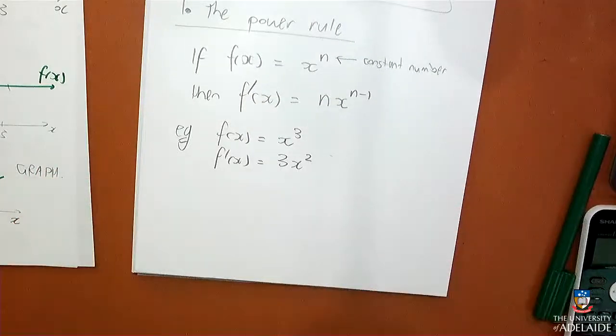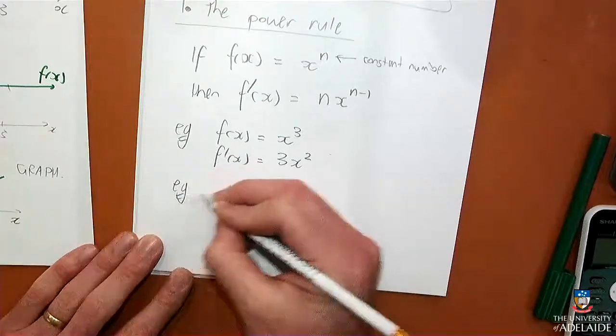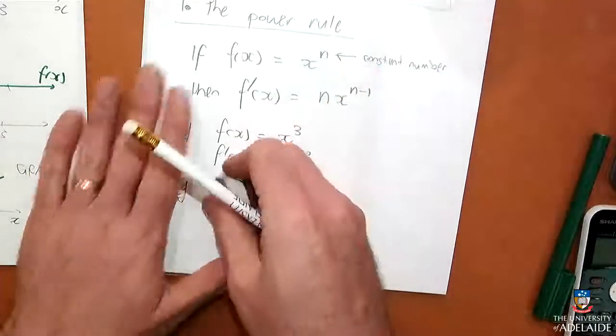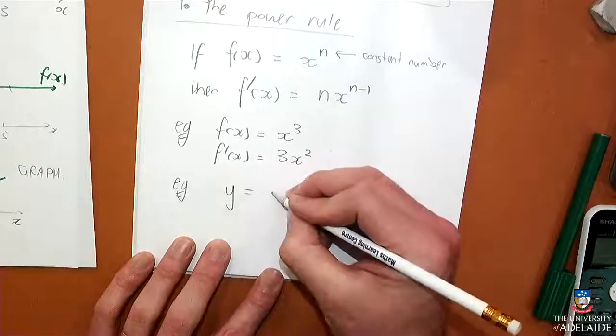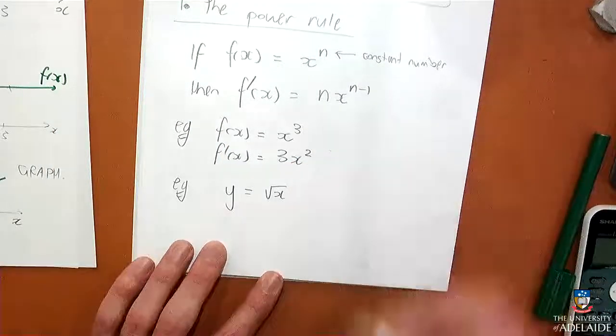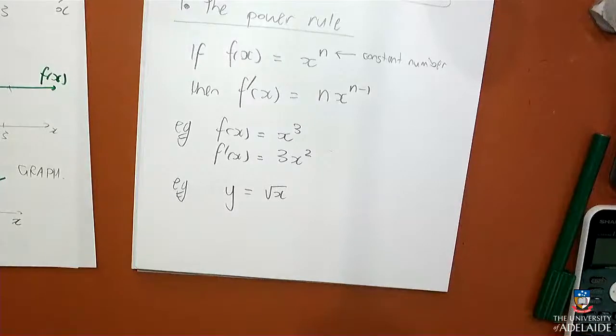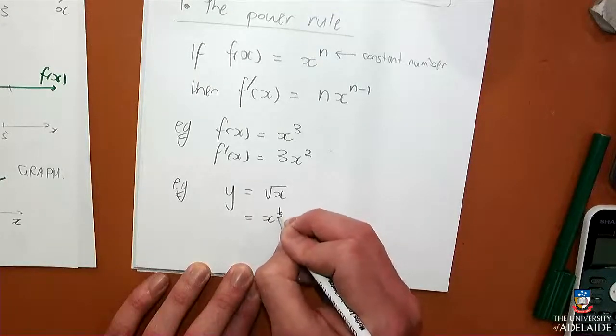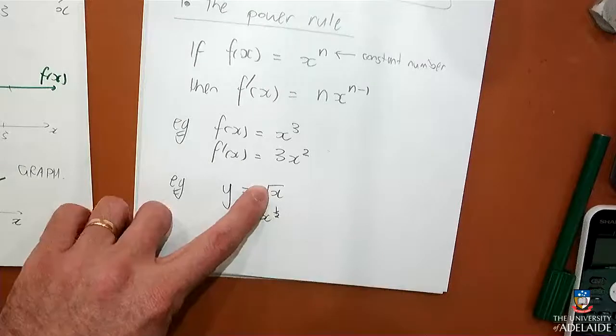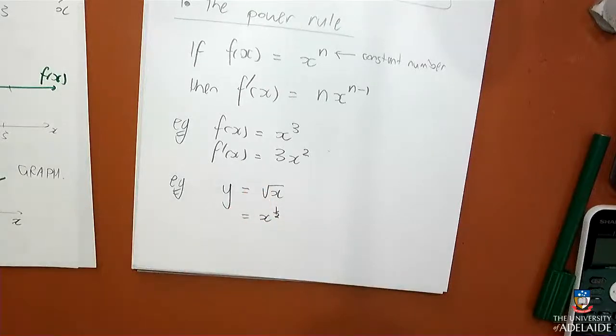But it'll even work for things that can be rewritten as powers. So my first example is, and I'm going to try and use all the different notations. If y was equal to, say, the square root of x, then if you can rewrite it as a power, then you can do it. So I can say, just a second, the square root of x is the same as x to the power of a half.